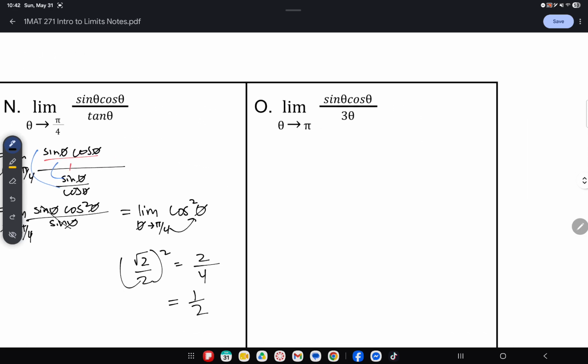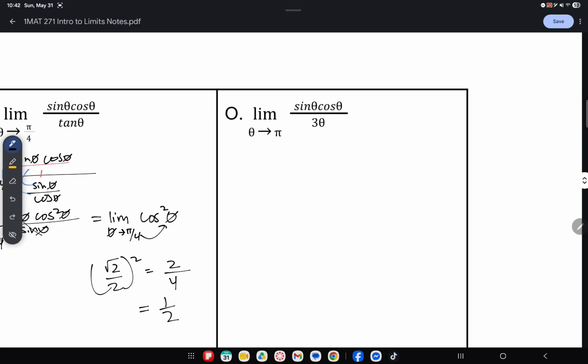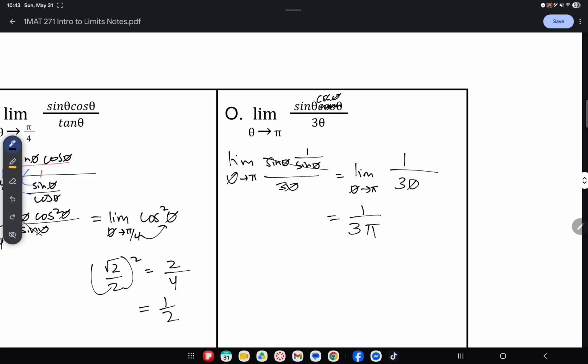All right, and there's a typo in this one. This is not supposed to be cosine of theta. This is supposed to be cosecant theta. Because I can say that cosecant, isn't that 1 over sine? And then that can cancel. So I'm left with what? 1 over 3 theta, which is 1 over 3 pi.